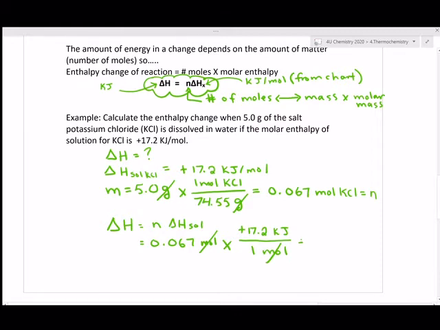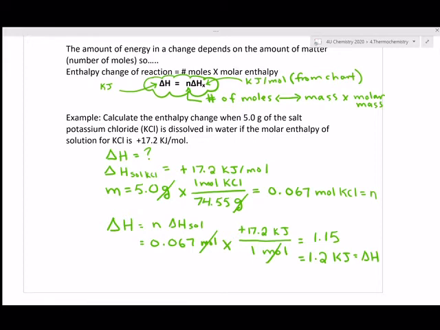And that comes out to 1.15, but once again, we're only allowed 2 sig digs. So 1.2, unit is kilojoules, and that is our enthalpy change during this dissolving of this salt.